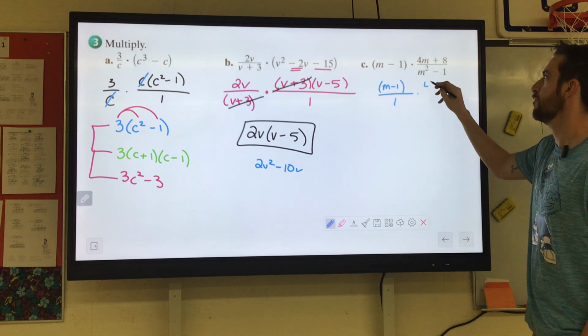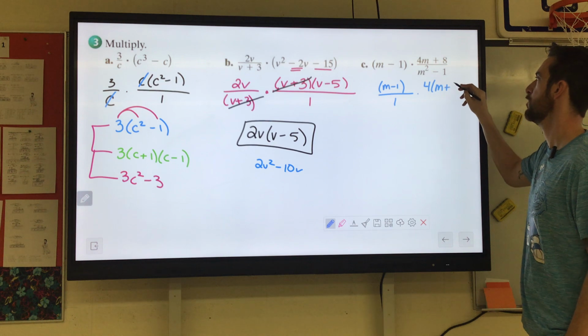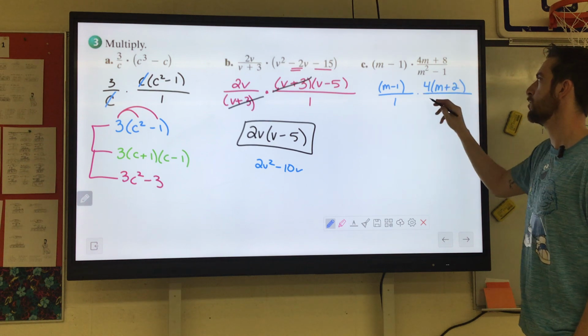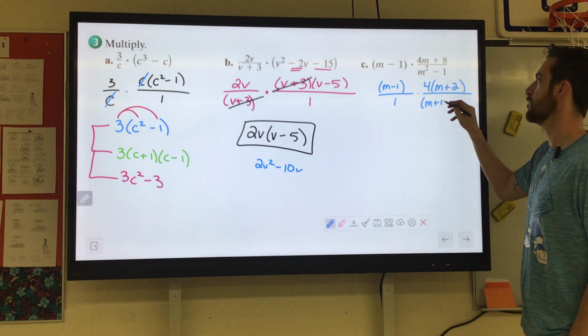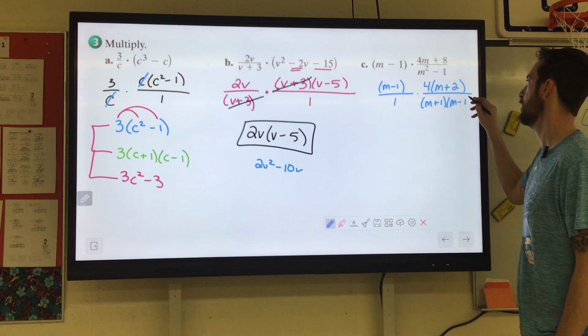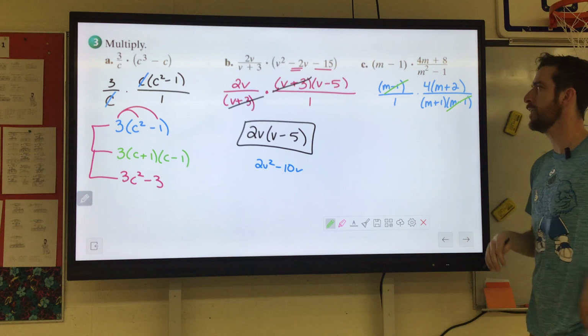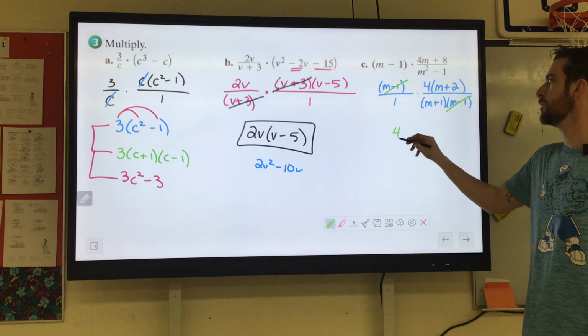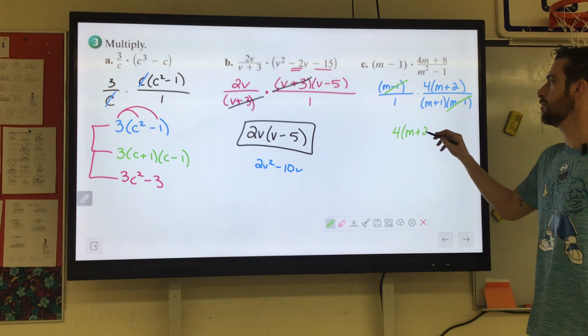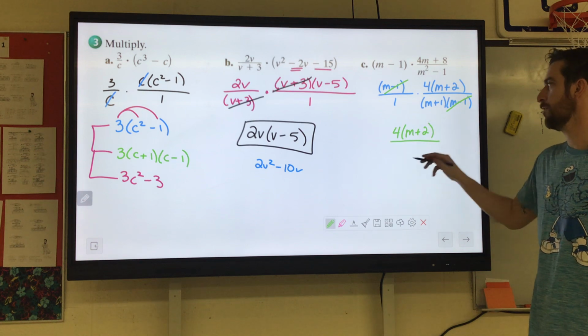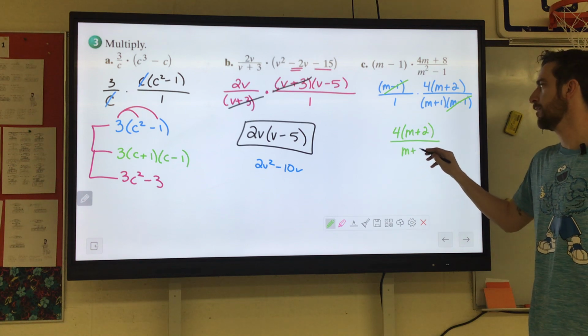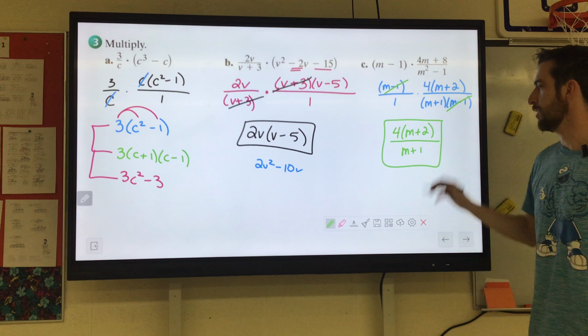4m plus 8, they have a 4 in common: 4 times m plus 2. M squared minus 1 is a difference of squares: m plus 1 times m minus 1. And now we can cancel out the m minus 1 for the m minus 1, and that's it. So we have 4 times m plus 2 in the numerator, and 1 times m plus 1 in the denominator. So that would be it.